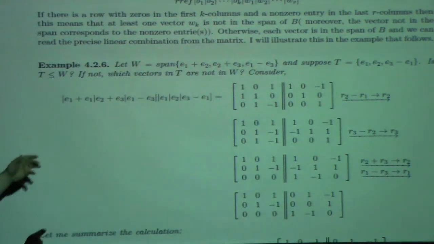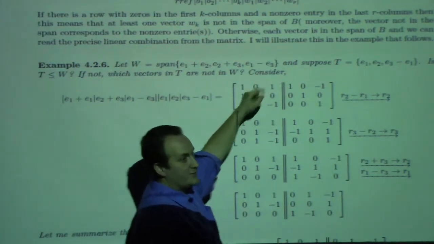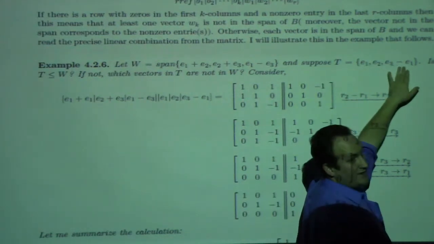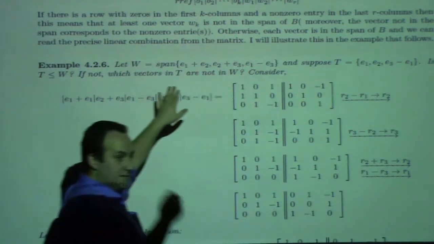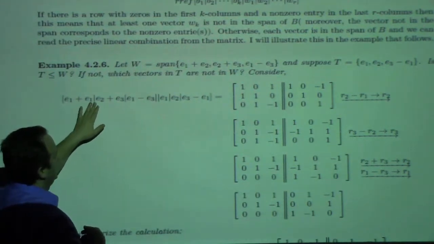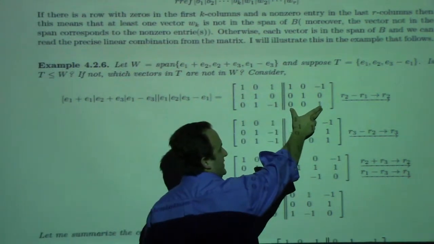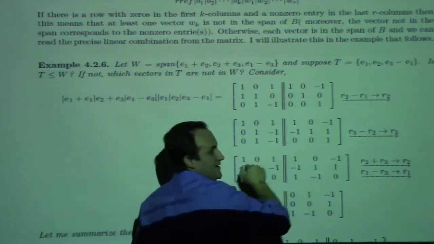So here's an example. Let W be the span of E1 plus E2, E2 plus E3, E1 minus E3. Then I ask the question, here's a T: E1, E2, E3 minus E1. Which of the vectors in T is in the span of S? I don't have to do 3 separate calculations. I can do one big calculation and answer all 3 of those questions at once. Here's how it goes. Here are the vectors in S, here are our candidates for the span of S. These are the vectors from T, which might be in the span of S, might not, we don't know.